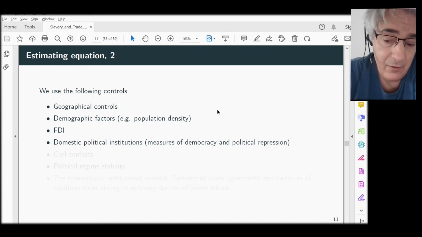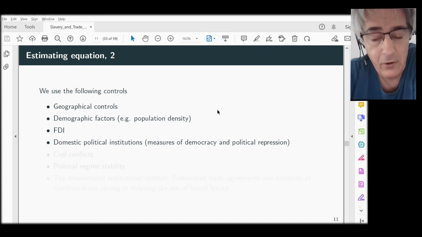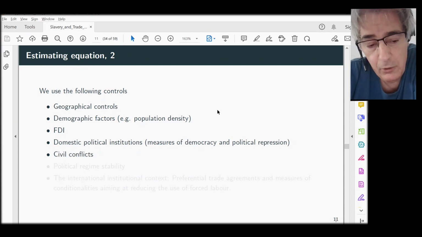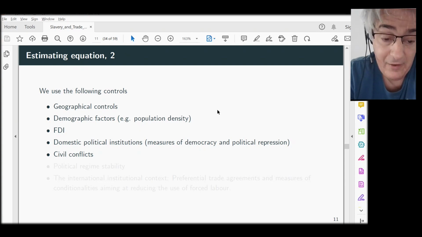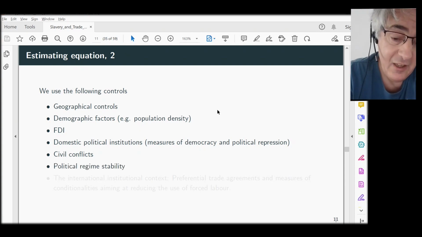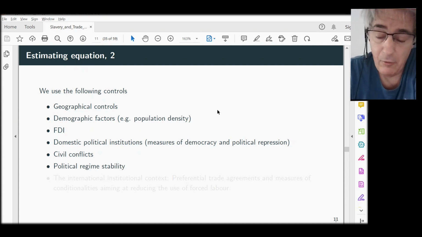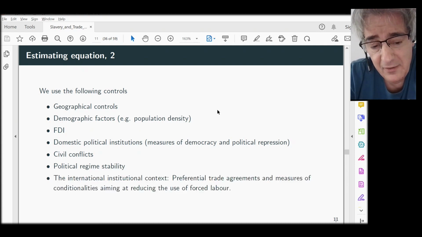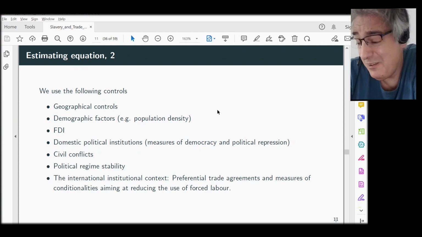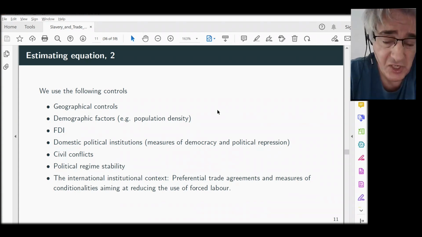So we use different measures of democracy, the existence or not of political repression. We know that civil conflict is a trigger for a more extensive use of forced labor. The type of regime will establish the capacity of any regime to fight crime, in this case, the crime that is concerned by this research, and the international institutional context, which is one of the main aspects of our general project.